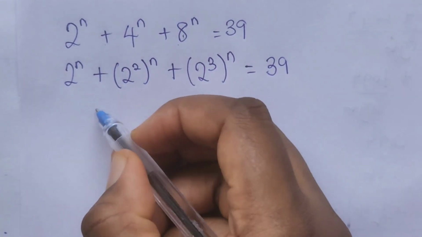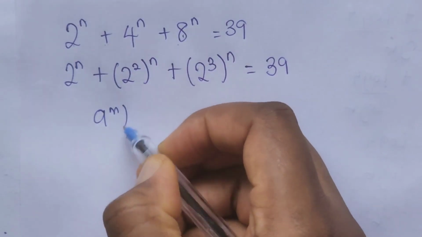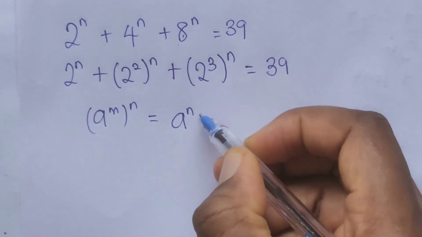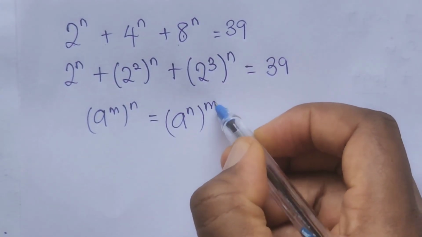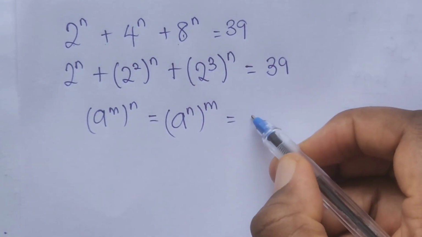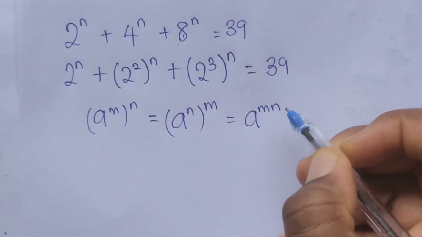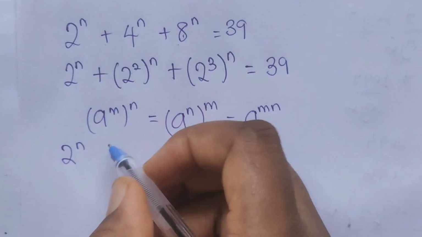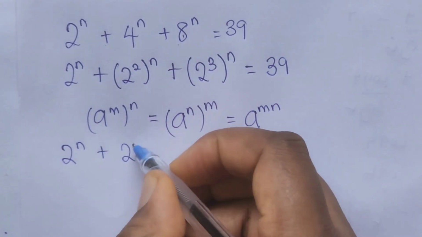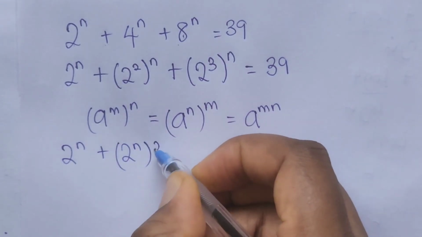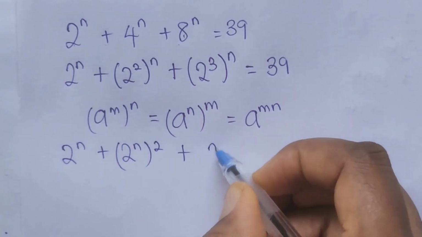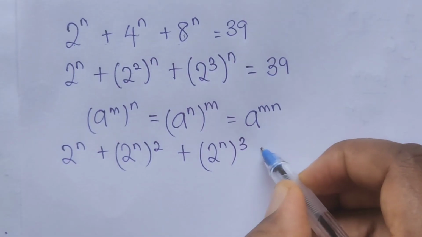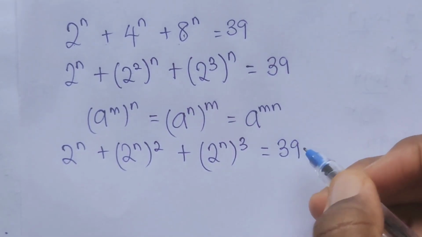Or we have a to the power of m further raised to the power of n. This is the same as a to the power of n further raised to the power of m, which is also equal to a to the power of m times n. So we'll be swapping these powers to have 2 to the power of n plus 2 to the power of n further raised to the power of 2 plus 2 to the power of n further raised to the power of 3, which is equal to 39.